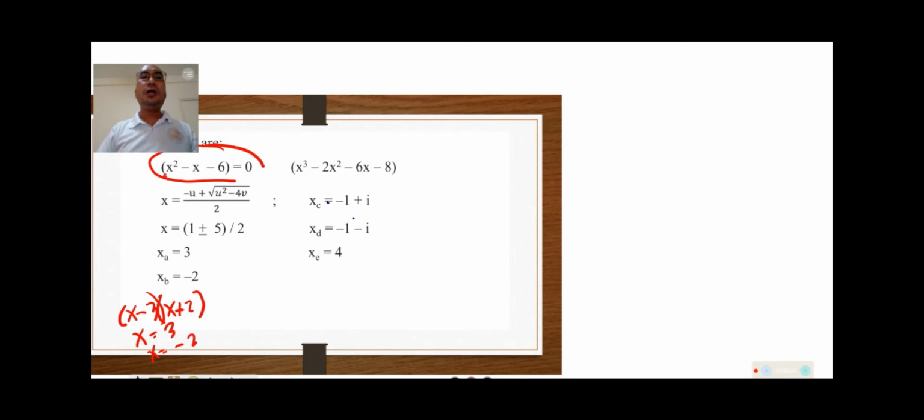Now, how do we find the roots of the remaining q of x? We have easily solved for the roots of x squared minus x minus 6, or the values of x for the equation x squared minus x minus 6. But how about for the q of x, which is x cubed minus 2x squared minus 6x minus 8? So how have we arrived at these roots?